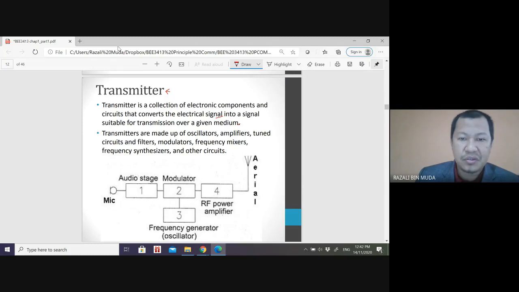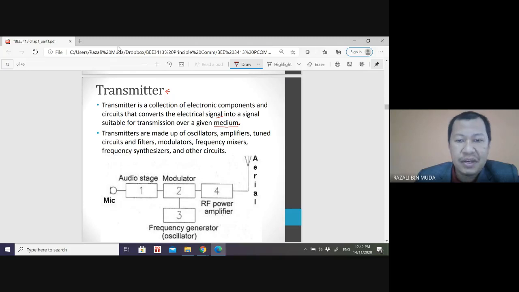So it is one device, comprised of components and circuits. The function of this device is to convert the electrical signal into a signal that is suitable for transmission over a given medium. Just now we discussed that there are many mediums or channels. Accordingly, the transmitter needs to convert the information signal into the form that is suitable for transmission over that medium.